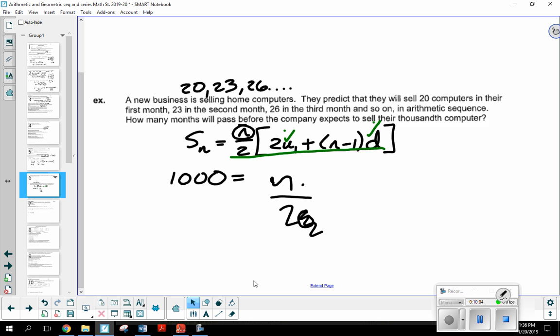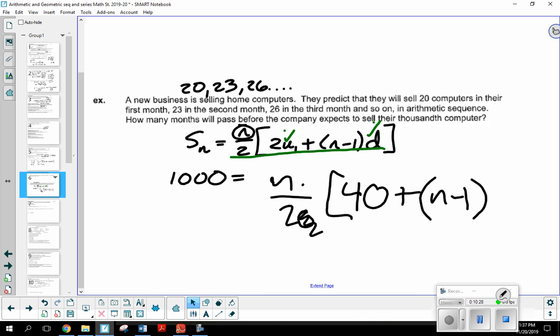And then times 23? Now remember, you said the first term was what? 20. So what do I get if I double that? 40. Okay. And then we'll just continue plus. And remember, we still don't know n, so we have to leave that binomial the way it is.